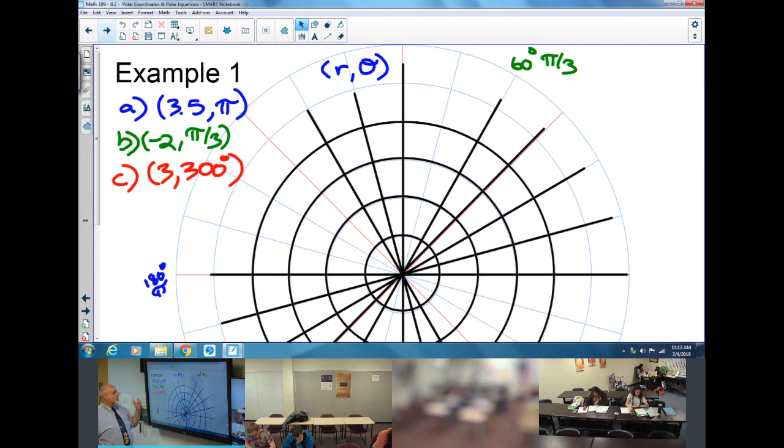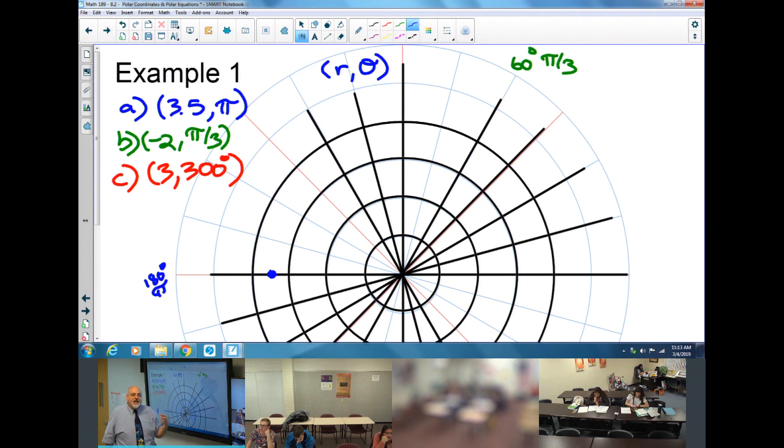All right, so if I were going to graph these, let's say the first one is 3.5 comma pi. You do the angle first, so pi would be over here, and then you go out 3.5, so 1, 2, 3.5 would be right about there. The next one, -2 pi thirds. Pi thirds is the same as 60 degrees.